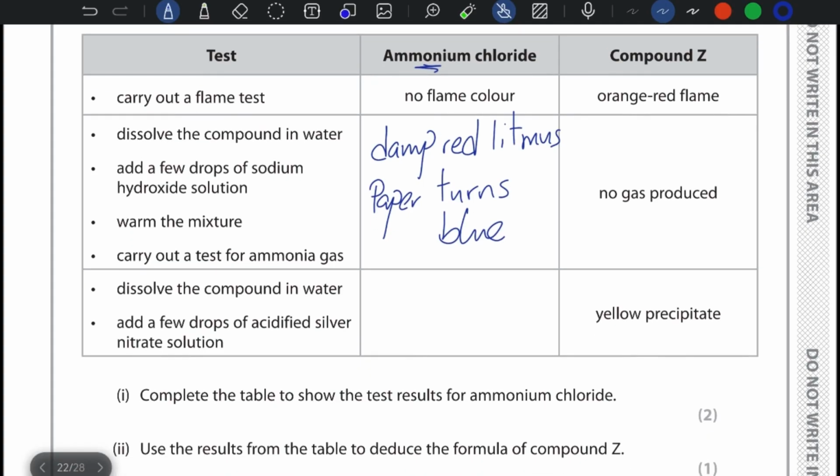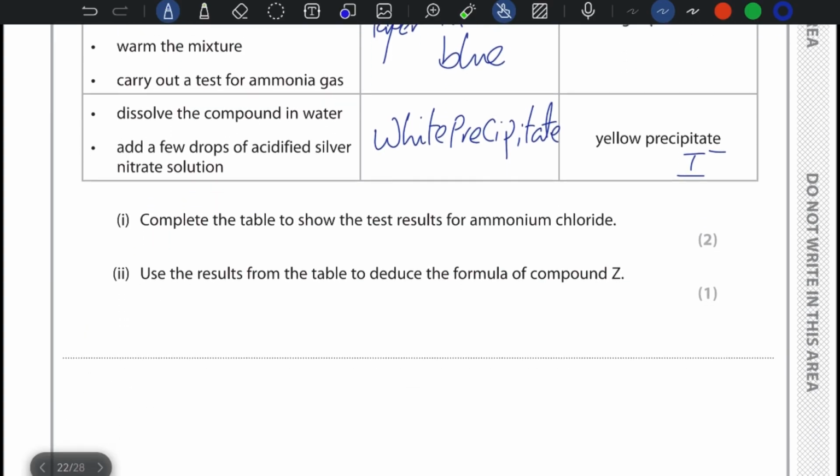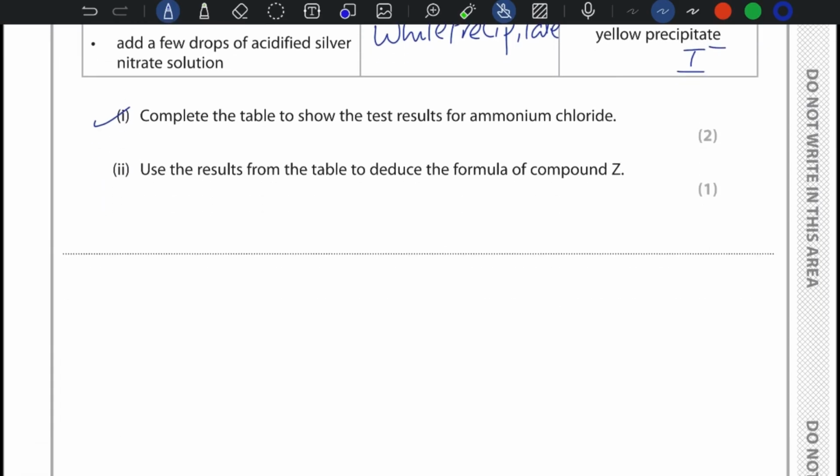Dissolve the compound in water and add a few drops of acidified silver nitrate solution to test for chloride. It gives a white precipitate, but it gives a yellow precipitate with iodide, and we mention here calcium. So we complete the table. Second one, use the results in the table to deduce the formula of compound Z: calcium iodide.